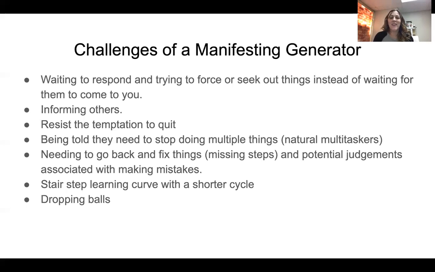So they don't like being told they need to stop, and doing multiple things is really frustrating to them. They're natural multitaskers, and they often have lots of balls in the air at one time. They need to be doing many things. They're designed to do many things at one time, which I think is sometimes frustrating for the people around them, because they're like, why don't you just focus on one thing? And they're not really designed to do that.